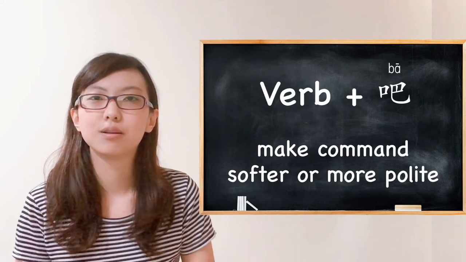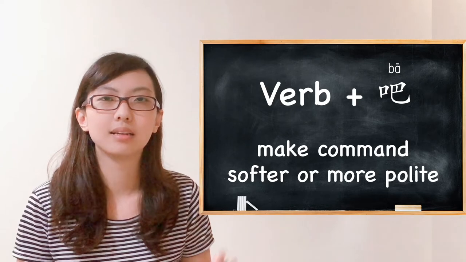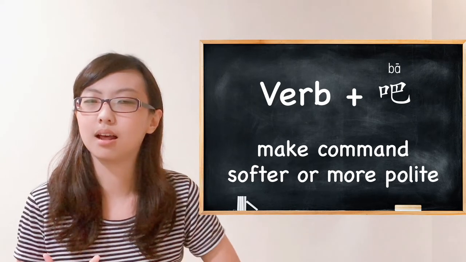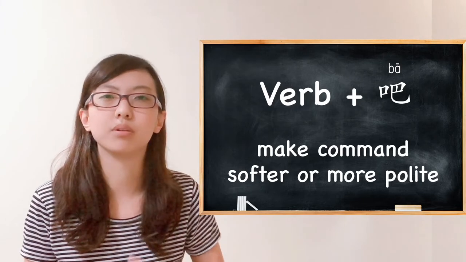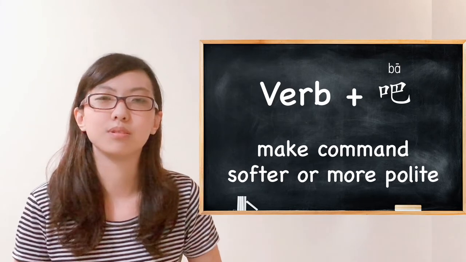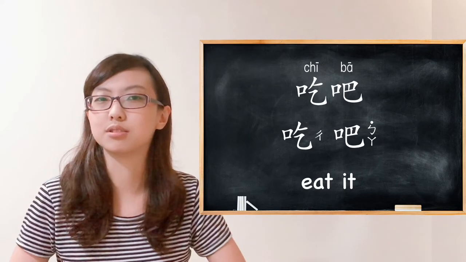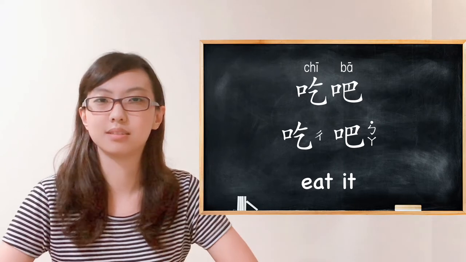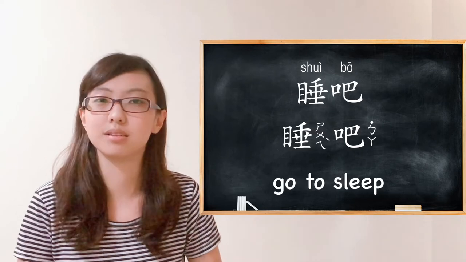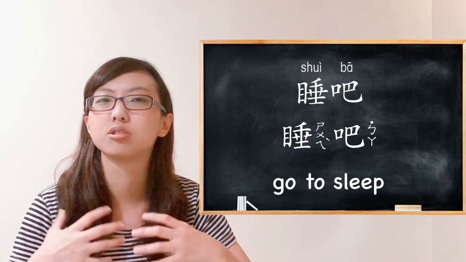And sometimes we can use a structure. It's a verb plus ba. It can make the command softer or more polite. For example, when someone says 吃吧, it means eat it, but in a more polite way. Or sometimes saying 睡吧, which means go to sleep, but sounds softer.